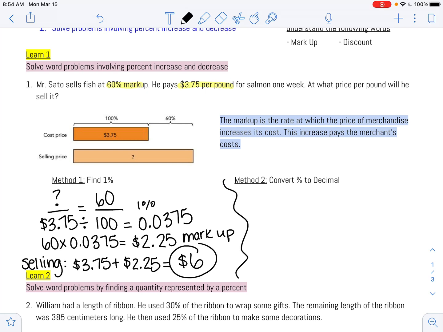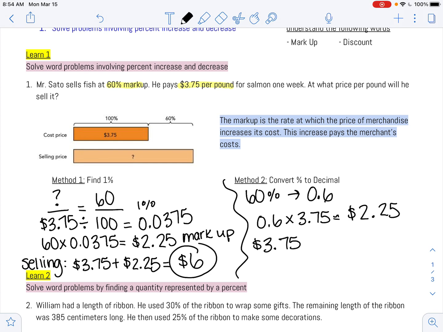To show using method two, we're taking our percentage, turning that into a decimal, and then multiplying, where we get $2.25. So we have to add $3.75 plus $2.25 to get the selling price again of $6. So similar to what we looked at with tax and tip, that is a percent increase where you're finding the percentage and then adding it on at the end.